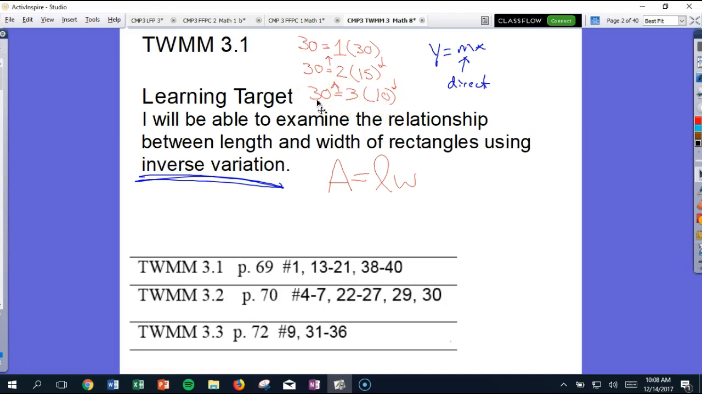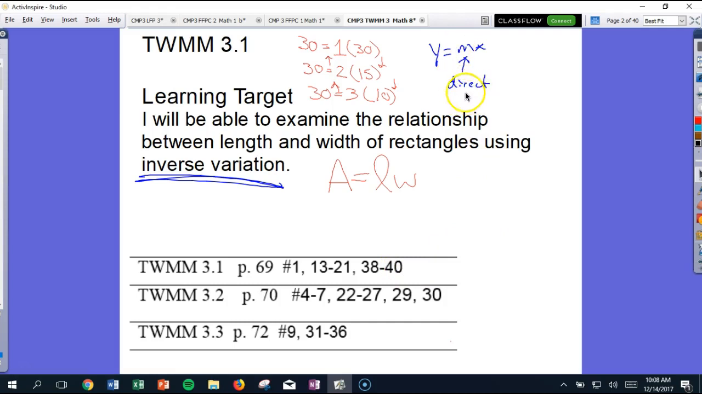Another way to look at this is we take our fixed area and divide by our length. The area is what's called a constant. We'll get into that more later in 3.1 and 3.2. Our ACEs for 3.1 are 1, 13 through 21, and 38 through 40.